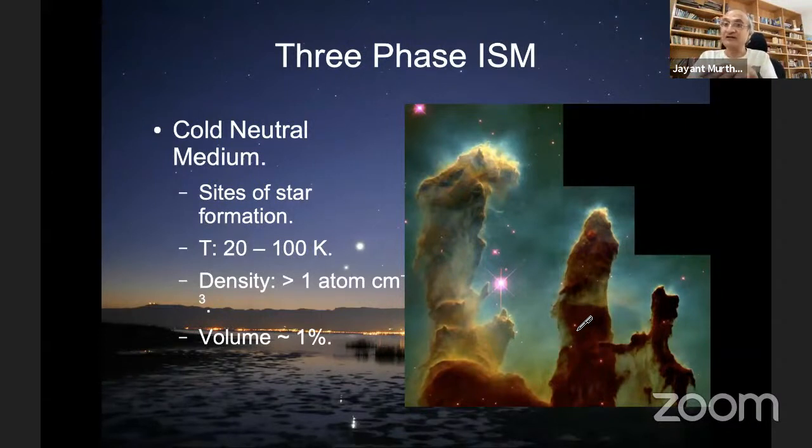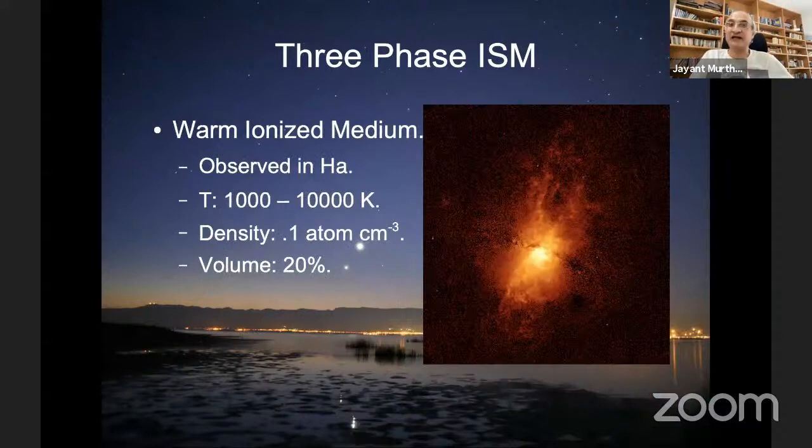It's a young star, but it looks red because we're looking at it through all that dust. So this is a lot of dust and gas. The temperature is anywhere from 20 degrees in the center out to 100 degrees Kelvin at the edge. The density is maybe an atom per cubic centimeter out at the edges, anywhere up to 10,000 atoms per cubic centimeter at the center. But these don't occupy much of our galaxy. Maybe 1% of the volume of our galaxy is in the form of these giant molecular clouds.